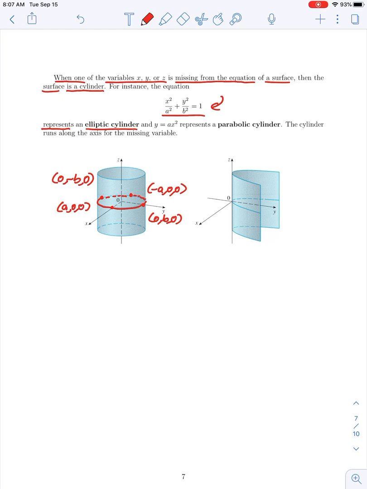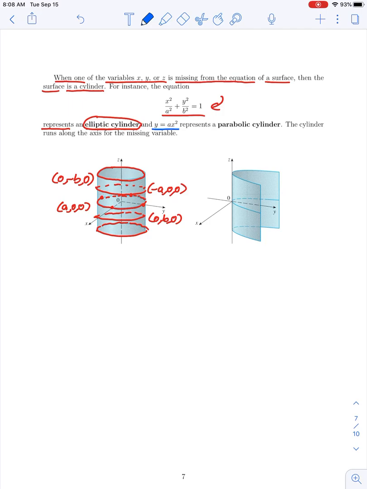But now since z is missing from this equation, regardless of the value I choose for z, that is for any plane of the form z equals k, I would have that exact same ellipse. So no matter how far I move upward from the xy plane or downward from the xy plane, I'm going to get the exact same ellipse as my trace. So here we would have a cylinder where our cross sections are ellipses, so we would refer to that as an elliptic cylinder.